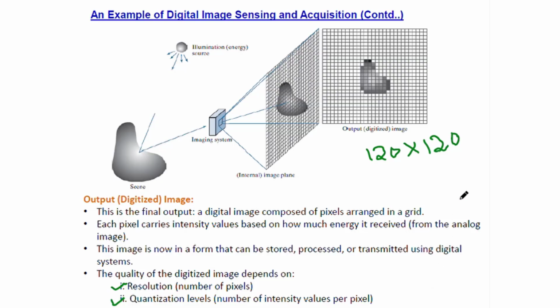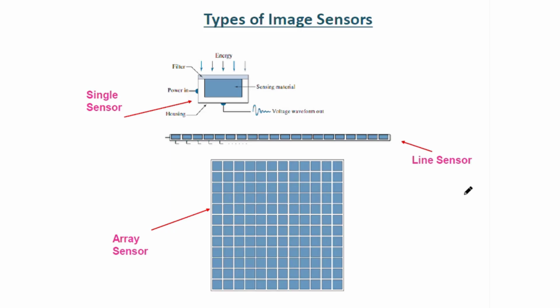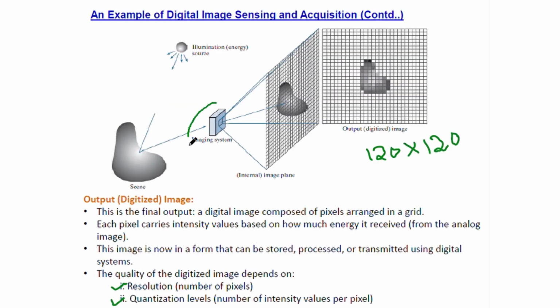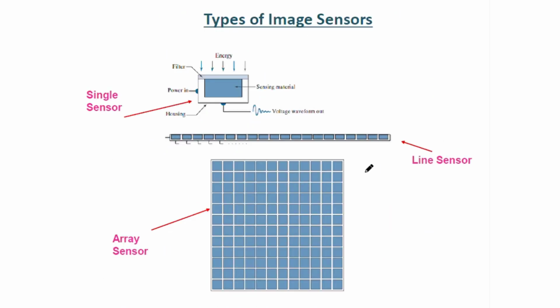So this is an example of digital image sensing and acquisition. This is about the types of image sensors. The main part in this is the imaging system. This imaging system consists of sensors. Now we'll see about the sensors.